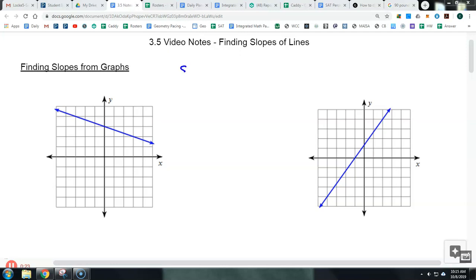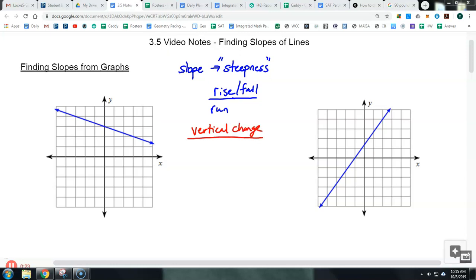First idea here is, what is slope? Slope is basically the steepness. It's how steep something is. And a lot of kids look at that and say, well, that's rise over run. And they're actually right. Technically, though, it could be fall, because you don't always rise. Sometimes you fall. So another way to look at this is the vertical change over the horizontal change. So it's a ratio, it's a fraction that can be written down.